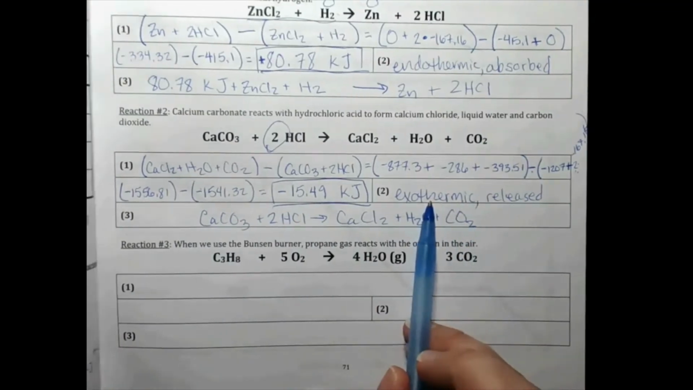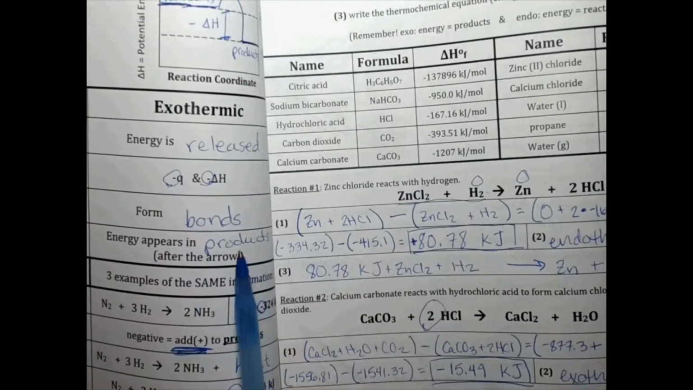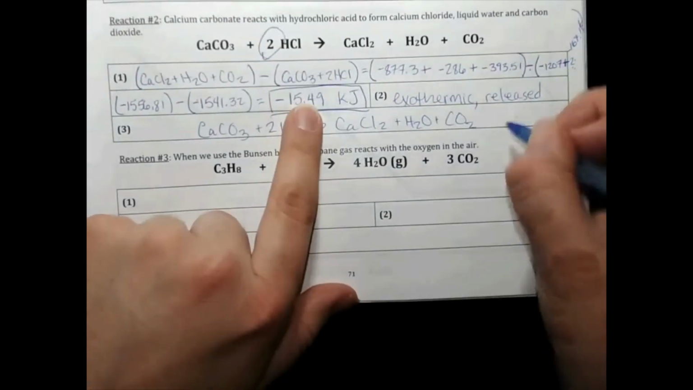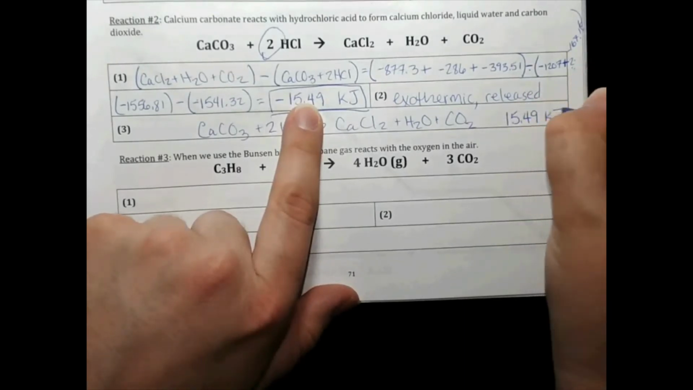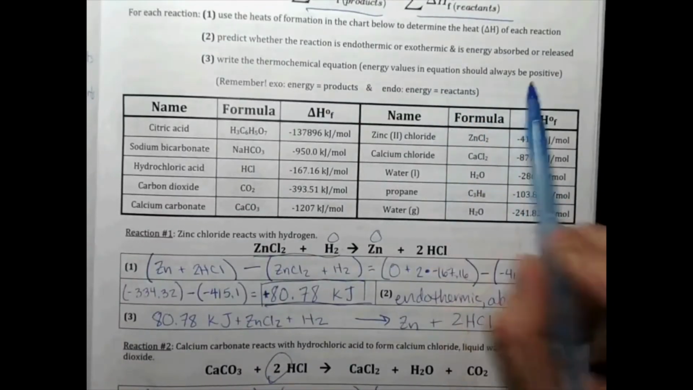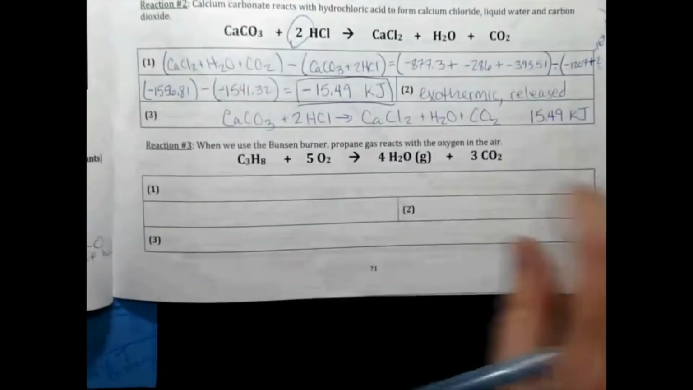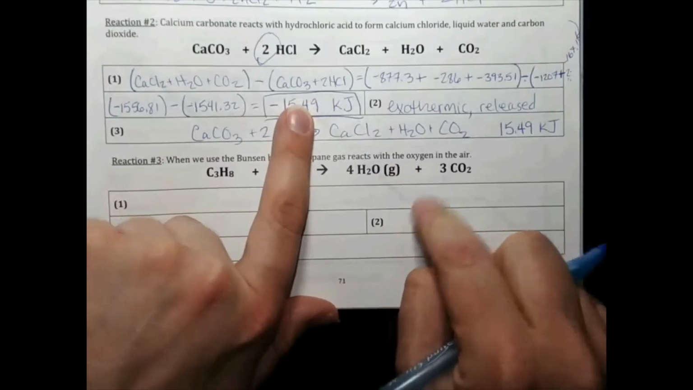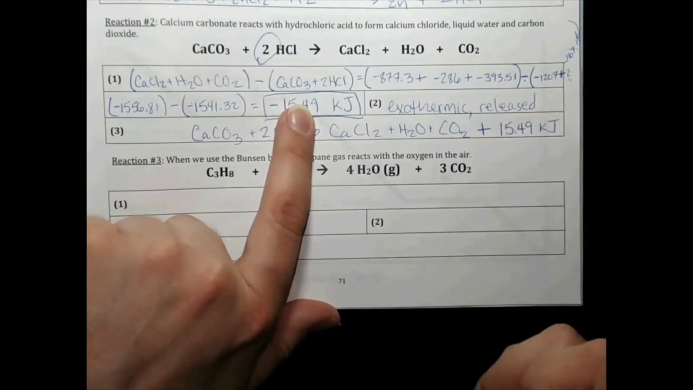When it's exothermic, we wrote down it goes on the product side. So I'm going to take that number and I'm going to write it on the product side. And when you put it in the equation, it has to be positive. So I know it was negative when I calculated it, but that negative just tells me it goes on the product side. When it's on the product side, it's going to be positive.